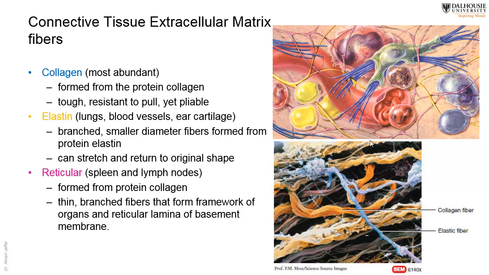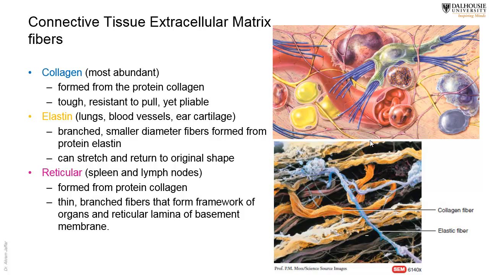So the fibers here are of three types: the collagen fibers, elastic fibers, and reticular fibers. Collagen fibers are made from a protein called collagen, and they are large, tough fibers that are resistant to pull. They are resistant, but they are pliable. They are not as hard as the bone. They are pliable, but they resist pulling, unlike the elastin fibers.